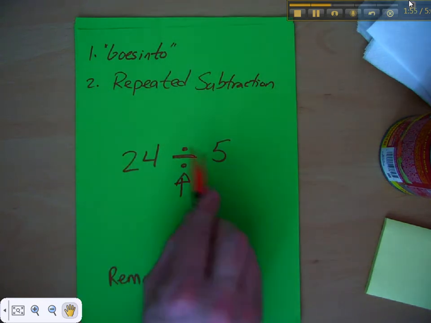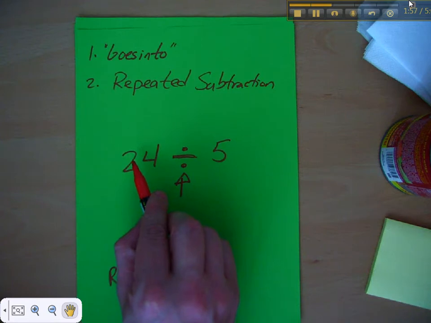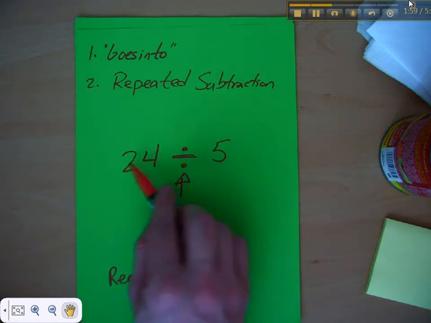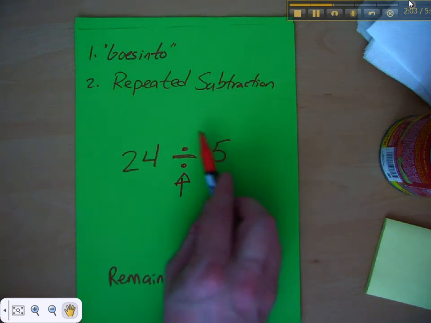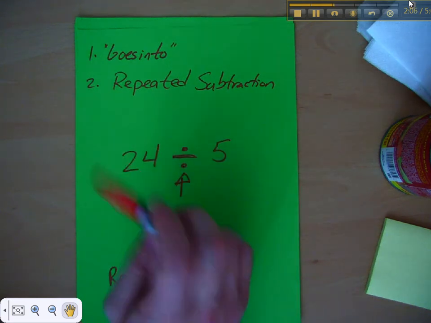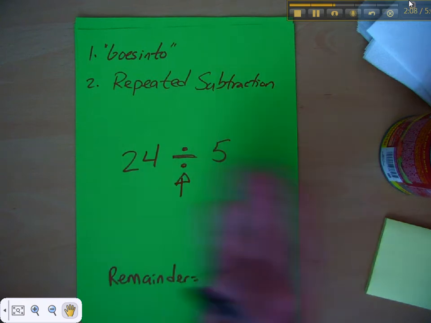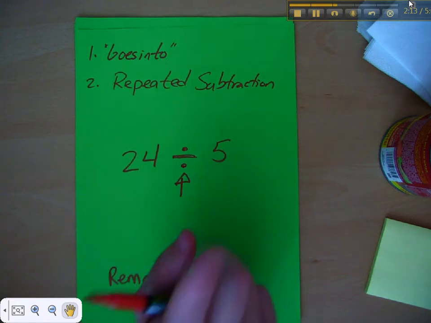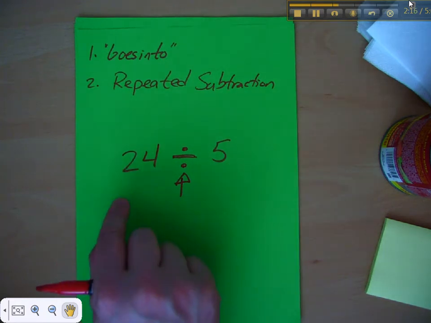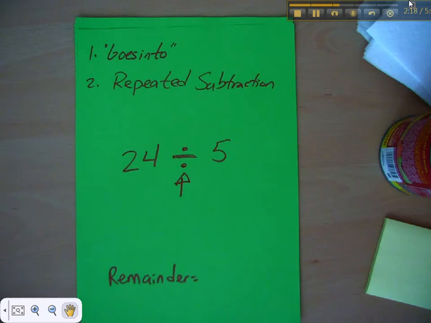Can 5 go into 24 2 times? Yeah, because 5 times 2 is 10. Okay, can you get closer? Can 5 go into 24 3 times? Well, yeah, because 5 times 3 is 15. Good, but can you get closer? I'll try. Can 5 go into 24 4 times? Yeah, because 5 times 4 is 20. I'm not over yet. Okay, good.